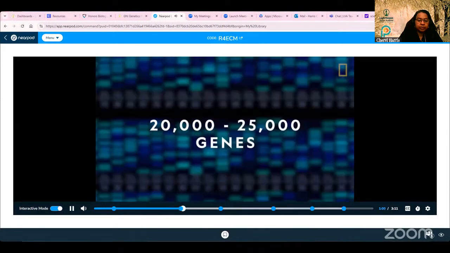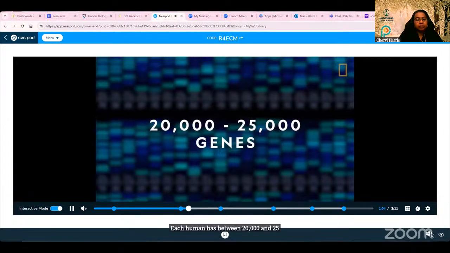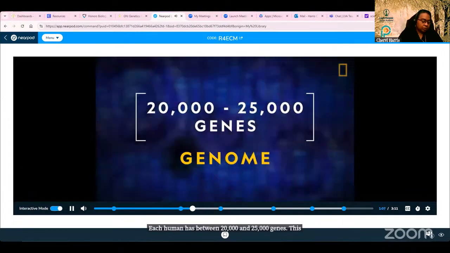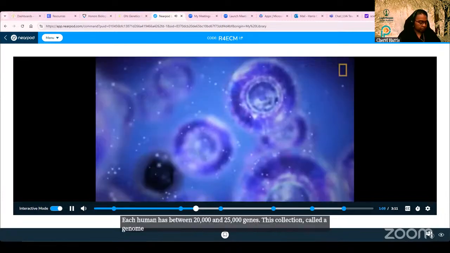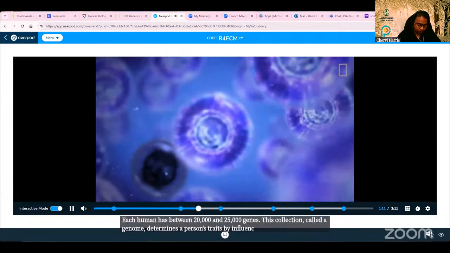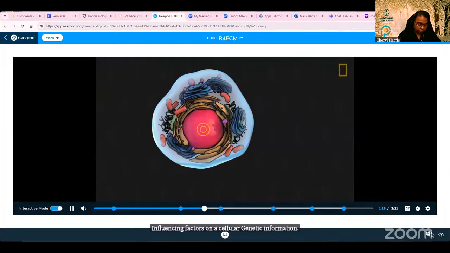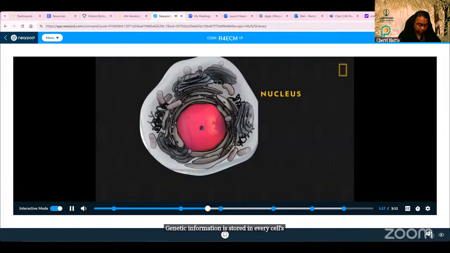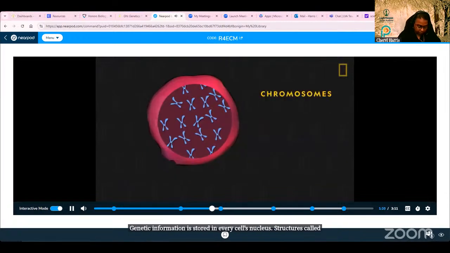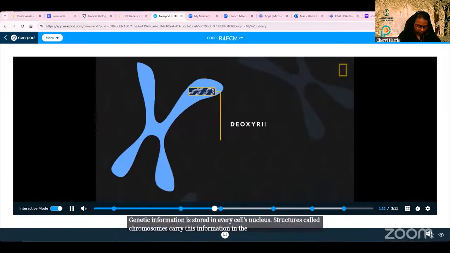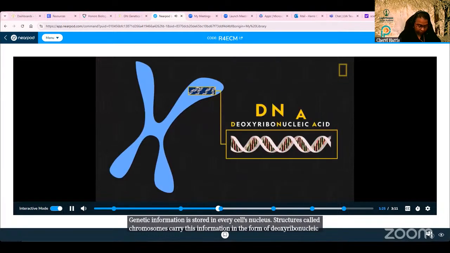Each human has between 20,000 and 25,000 genes. This collection, called a genome, determines a person's traits by influencing factors on a cellular level. Genetic information is stored in every cell's nucleus. Structures called chromosomes carry this information in the form of deoxyribonucleic acid, or DNA.